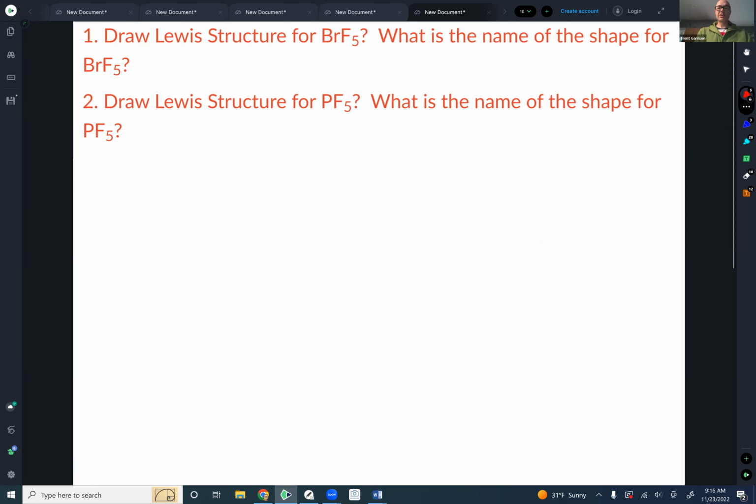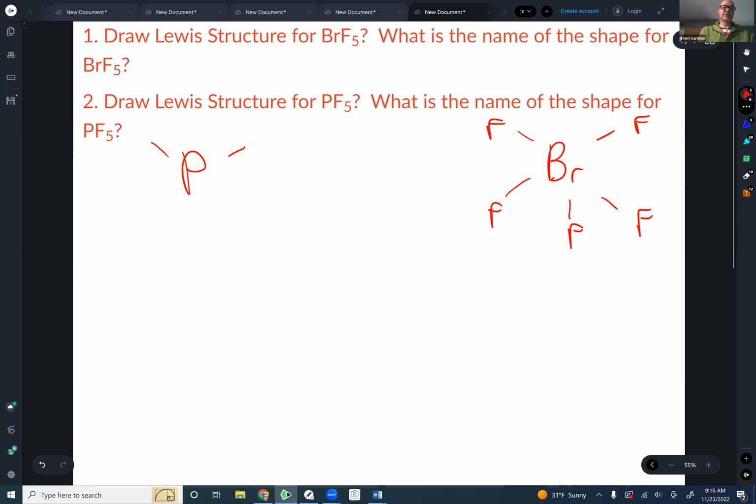So what I'm going to do is draw both of these. I've got Br in the center, and then I have 3 Fs surrounding it. And it really does not matter how you draw it. And so we would draw the exact same scenario for the Fs over here. I'm sorry, for the PF5 over here. And so we have 5 of those structures over here.